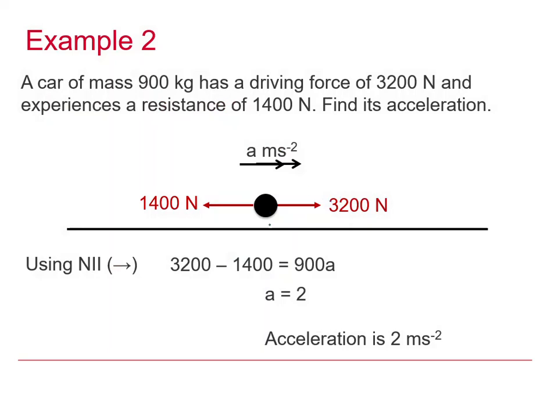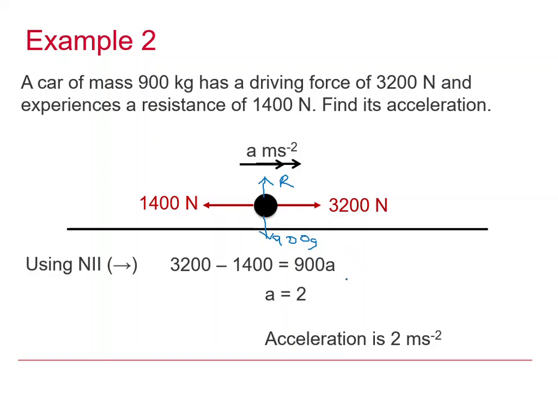Now again, I've drawn it not in contact with the ground, so that I could, if I wanted to, show a vertical force which is equal and opposite. That's the reaction, and it's equal and opposite to the weight downwards, which in this case will be 900 g. So those are there, but we're only interested in resolving horizontally, so we can get away with not putting those in, but they're there for completion.